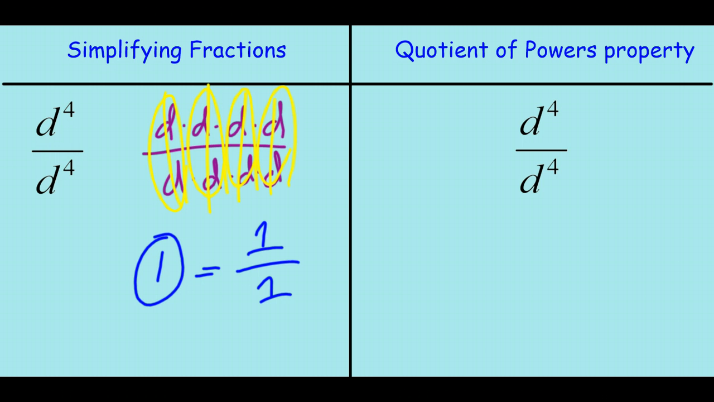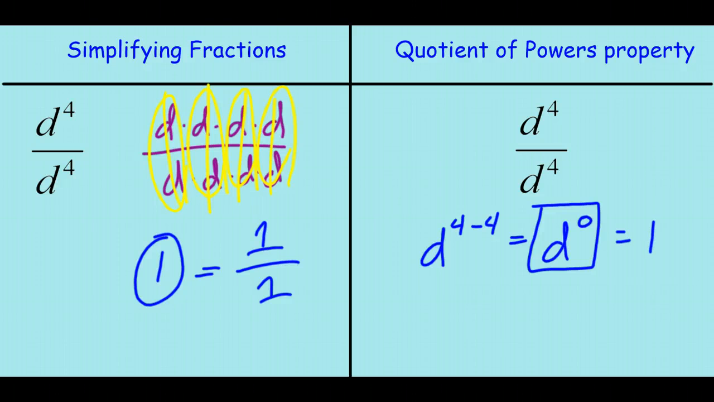And that should make sense because d to the fourth is going to be the same as itself no matter what d is. So any number divided by itself is 1. Now, using the quotient of powers property, we take d to the 4 minus 4, which is d to the 0, because 4 minus 4 is 0. So we have this idea that, if we did all of our calculations right, d to the 0 should be the same as 1.